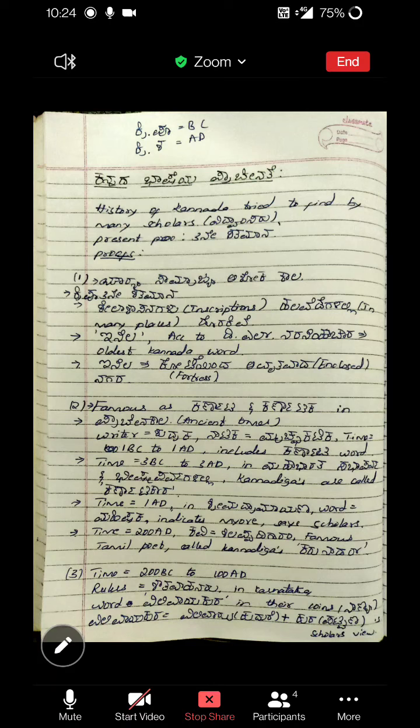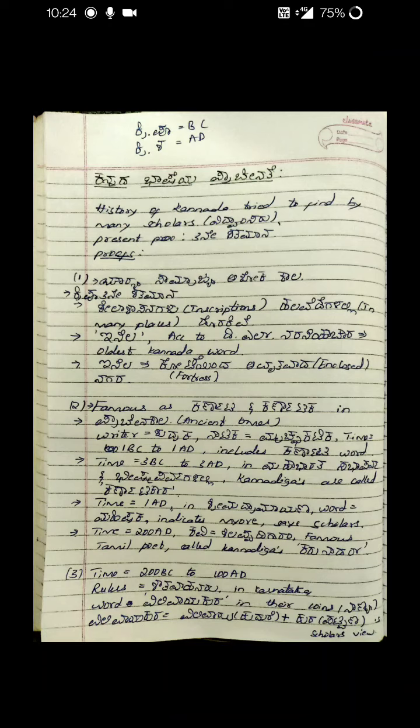The history of Kannada was traced by many scholars. Vidwansaru, scholars, are called Vidwansaru. So many scholars tried to find the history of Kannada in India. The present is Murne Shatmana. The present proof we have is that the Kannada language was established in India in the 3rd century. Certain proofs are given to prove that Karnataka was there in the 3rd century.